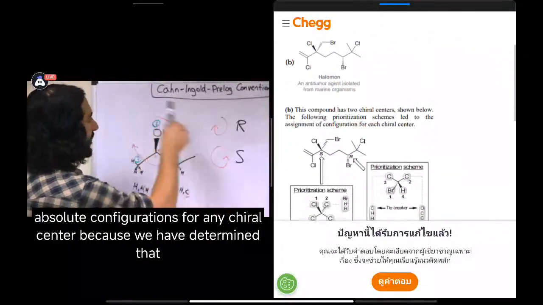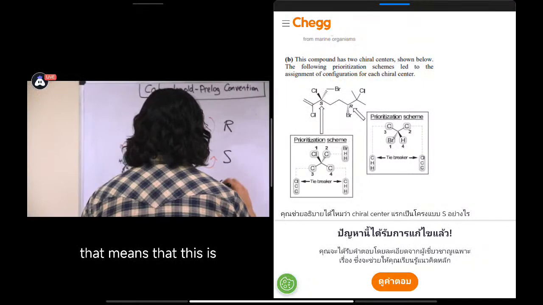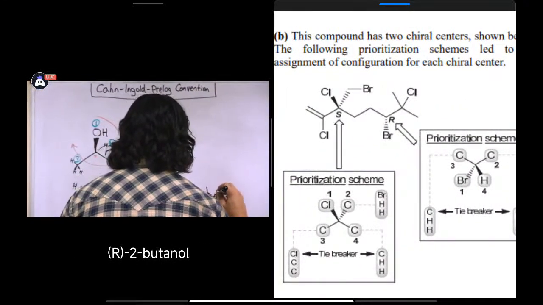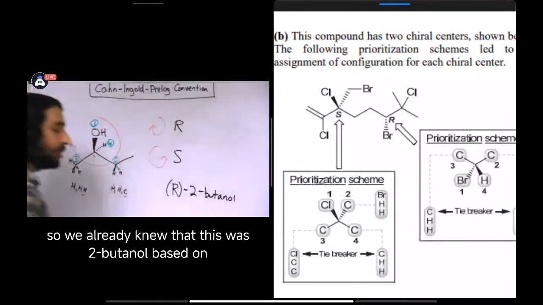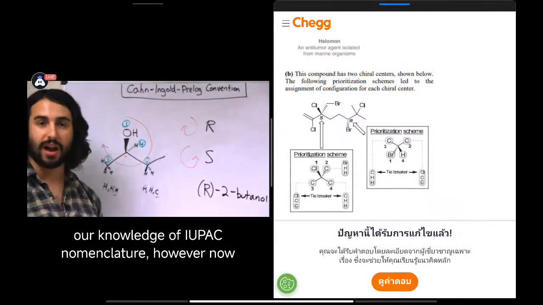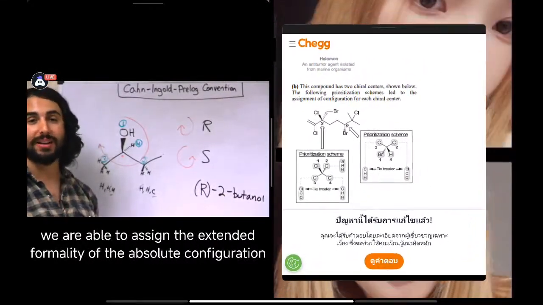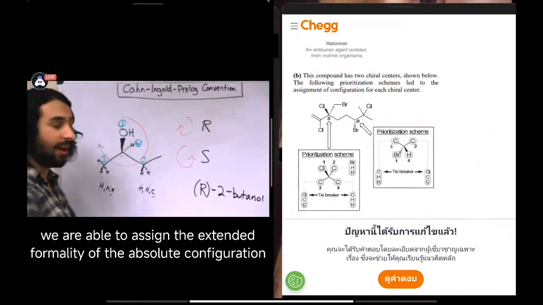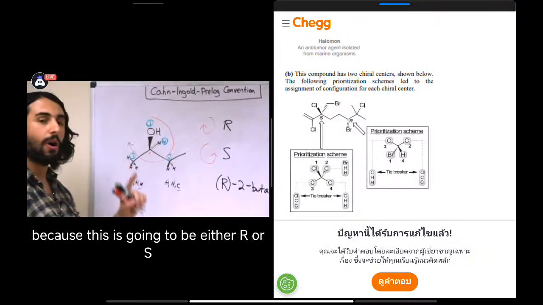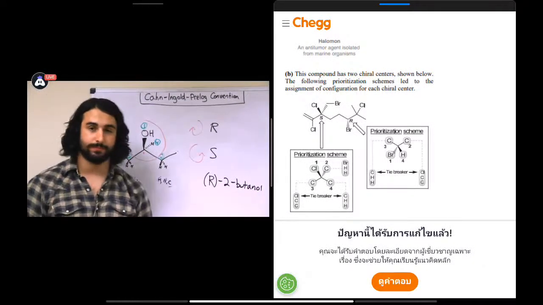Because we have determined that this is clockwise and therefore R, that means that this is R-2-butanol. So we already knew that this was 2-butanol based on our knowledge of IUPAC nomenclature. However, now we are able to assign the extended formality of the absolute configuration because this is going to be either R or S, and in this particular case, it is R.